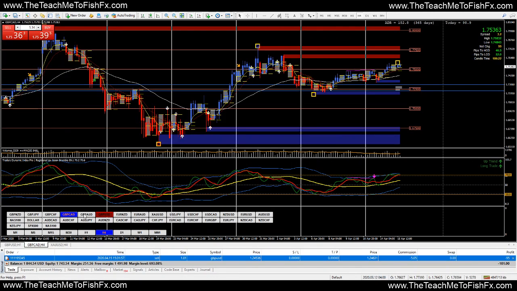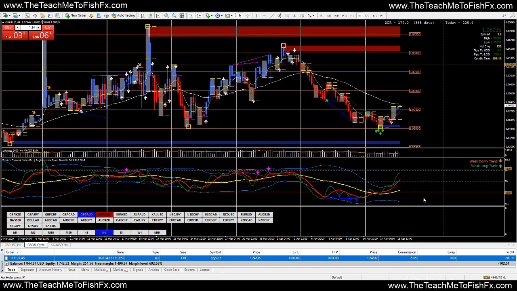GBP CAD is working on something. GBP odd, that happened at the beginning of the week. I sent this signal out in my group, and I don't know who took it or who didn't take it, but so far they would be 128 pips in profit.